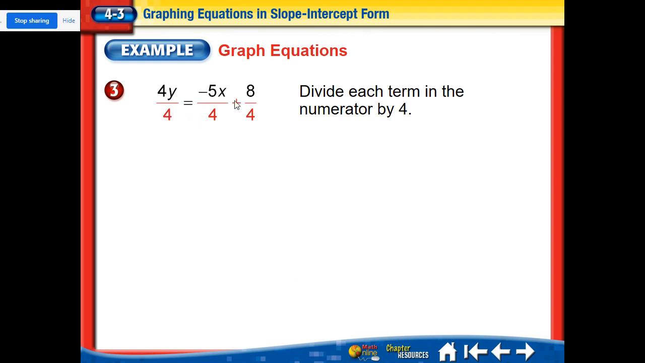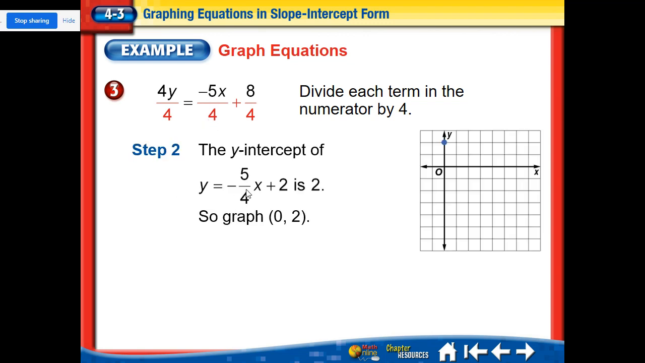See, everything by 4. And so when we divide this by 4, we just get our y. And then negative 5/4, that's fine. We can leave it as negative 5/4 because that's a slope. So we need it as a fraction anyways. So don't write it as a decimal because you're just going to change it right back. Then over here we have 8 divided by 4, or 2.